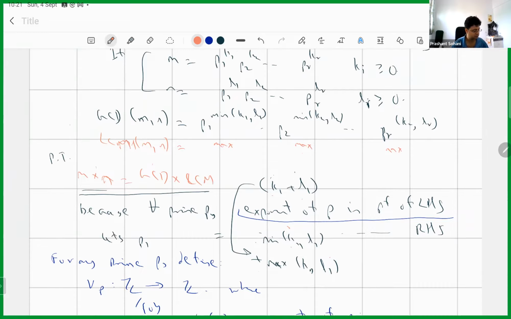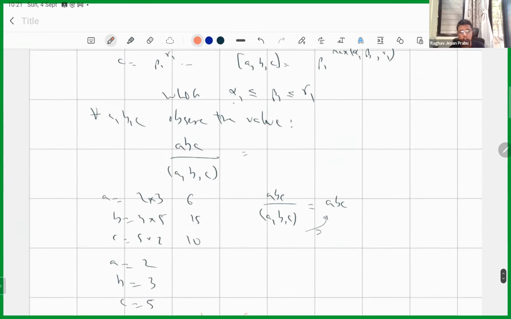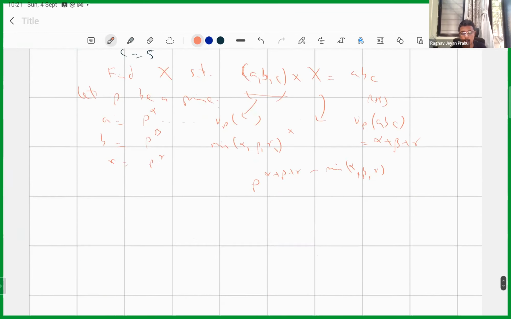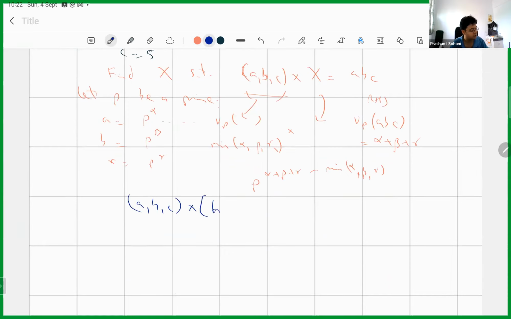Yes, Raghav. Yes, I think I got what would be in the bracket, AB, BC, and CA instead of ABC. Yes, correct. So this is the property: the GCD of A, B, C into the LCM of BC, CA, AB, taken two at a time.